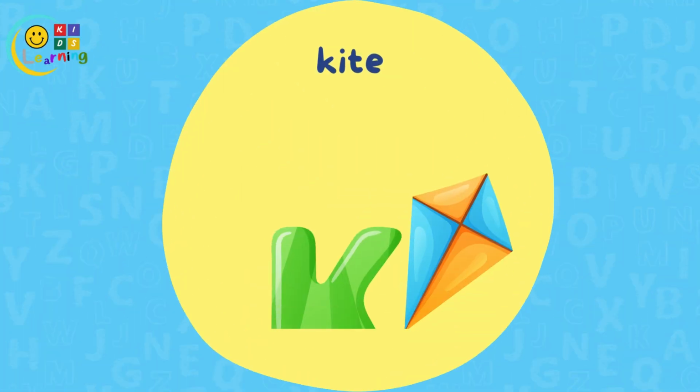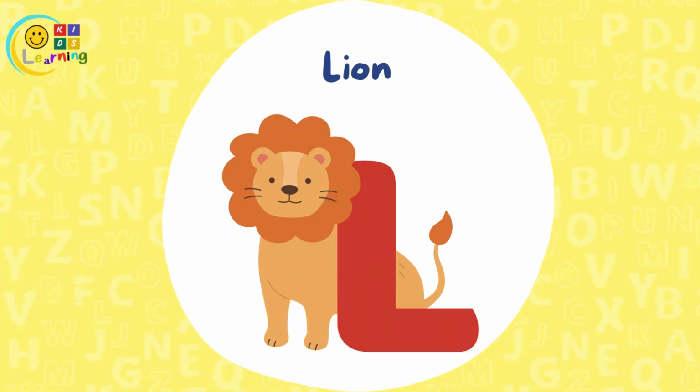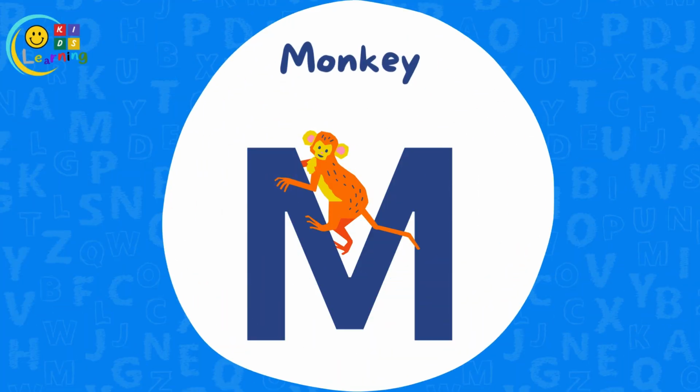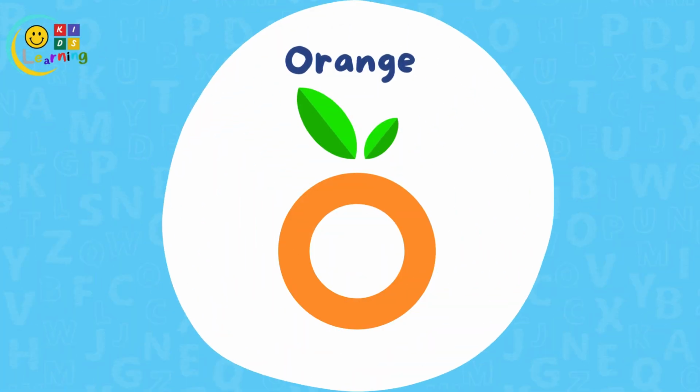K is for kite. L is for lion. M is for monkey. N is for nest. O is for orange.